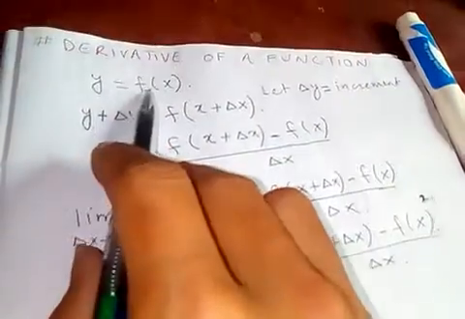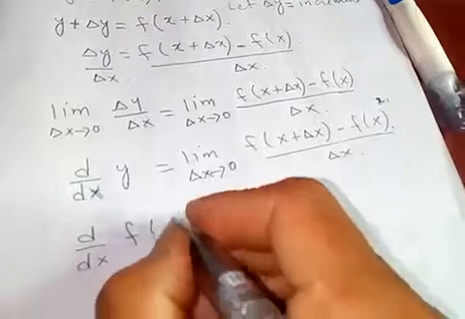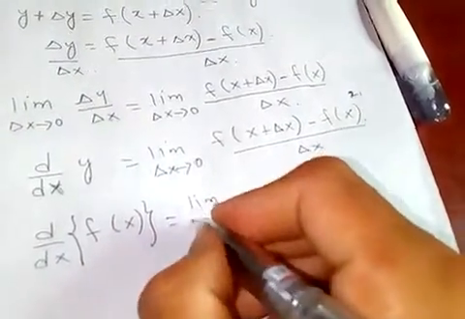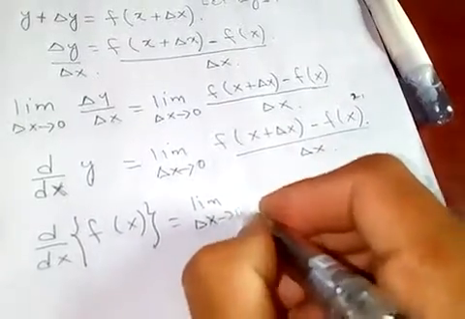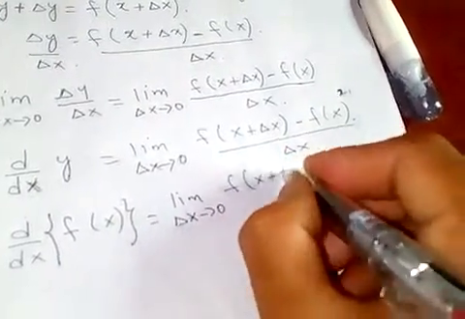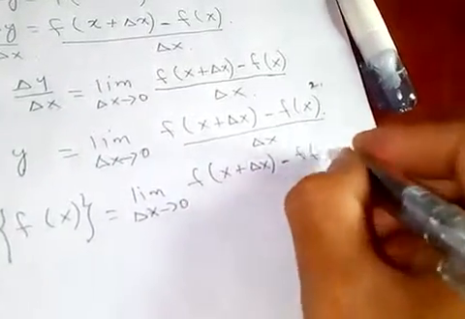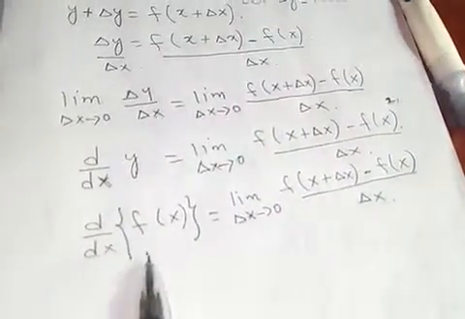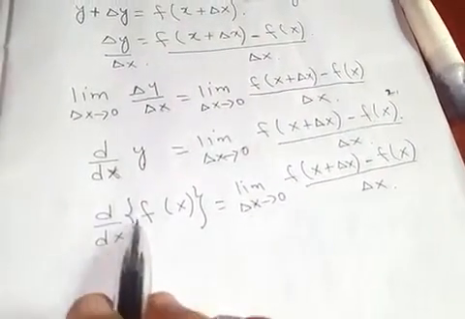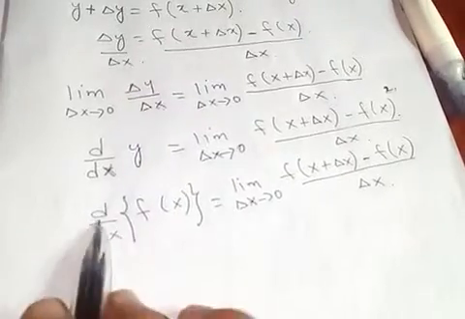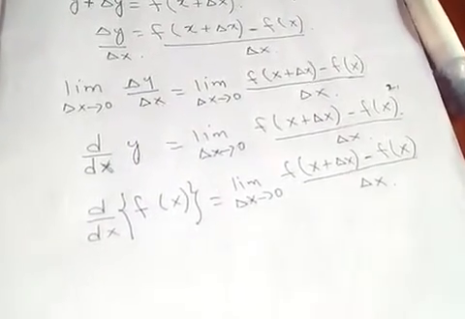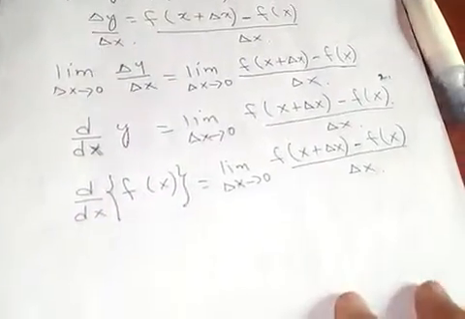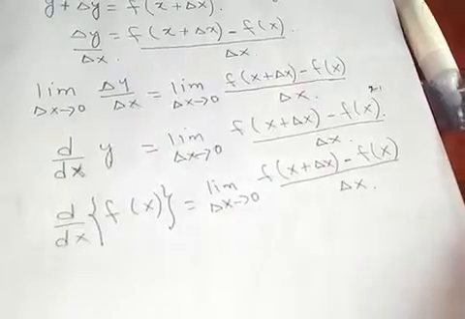This is the derivative of a function in terms of the limit as delta x tends to 0 of f of x plus delta x minus f of x divided by delta x. Derivative means the rate of change of something, this function.